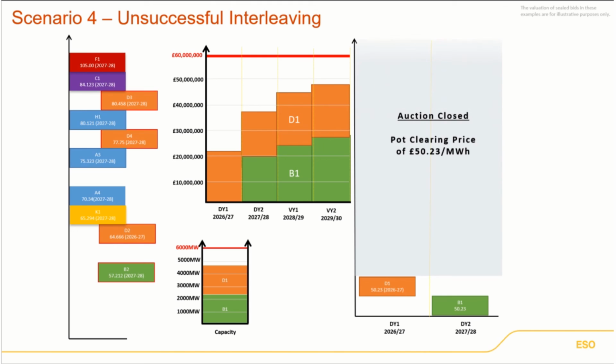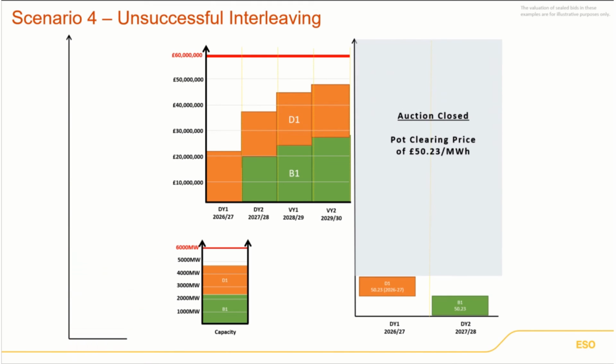The pot clearing price is therefore £50.23 per megawatt hour, and this is awarded to applications B and D. This covers a simple example of how flexible bids and the interleaving process can be unsuccessful in the overall auction.